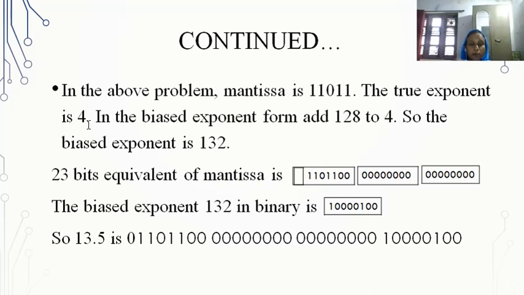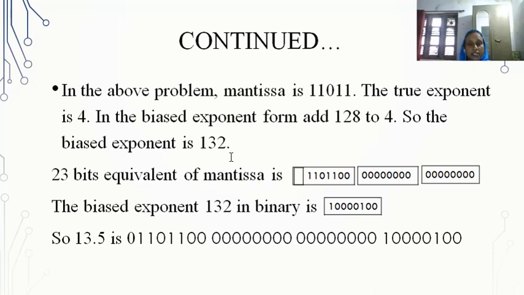So we have to represent this in the form of a biased exponent. For the 32-bit processor representation, we have to add 128 to the exponent. So you get 128 plus 4, which is 132. So the biased exponent is 132.